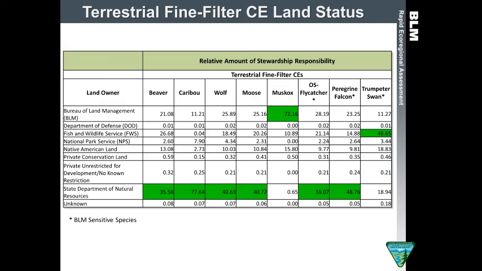So for muskox, 72% of their overall distribution falls under BLM lands. No surprise, muskox occur in the northern part of the REA exclusively. What was interesting to me, and I had never really thought about it, was the high percentage of all these species distributions which are located in state lands. And it wasn't until we started putting all these products together that I realized the state really plays a huge role in this.